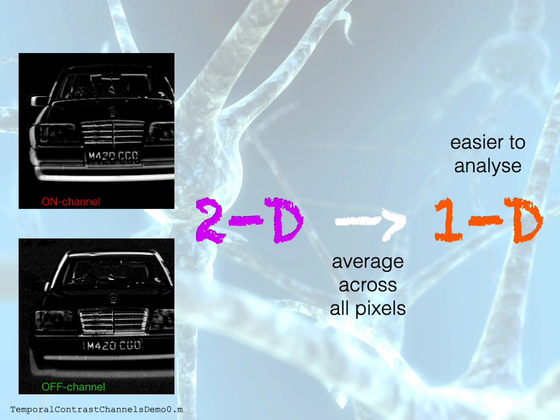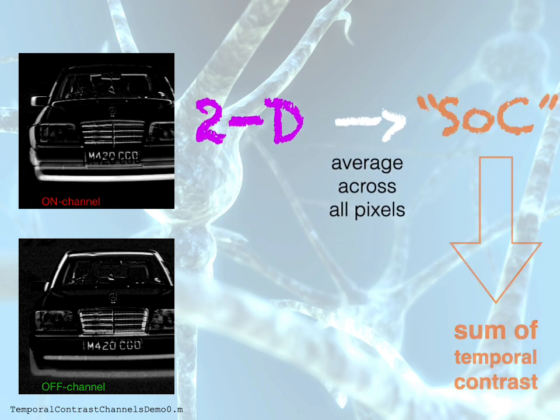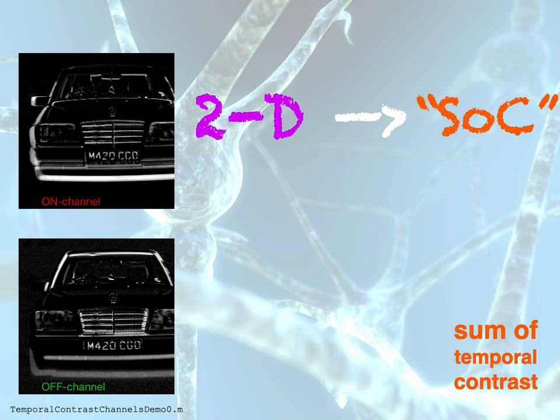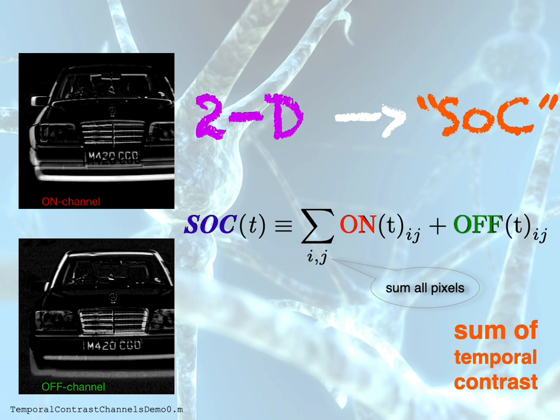And what should we do to get from 2 dimensions to 1? Quite easy. We just compute the sum or the mean value across all pixels. And the one-dimensional signal has a new name. It's called the sum of temporal contrast, or SOC for short. Now for those of you who love a little bit of math, here comes the formula. Okay? Now we should have a look at the information that is encoded by the SOC.